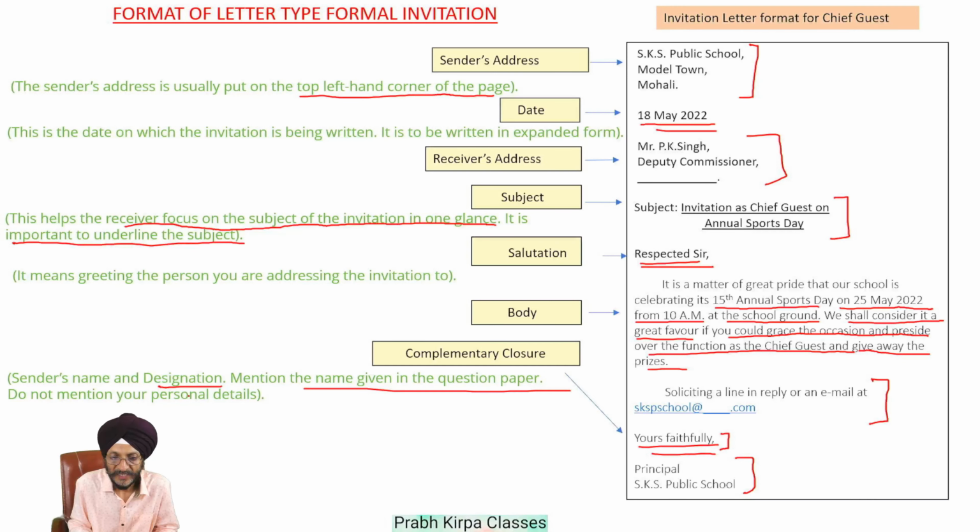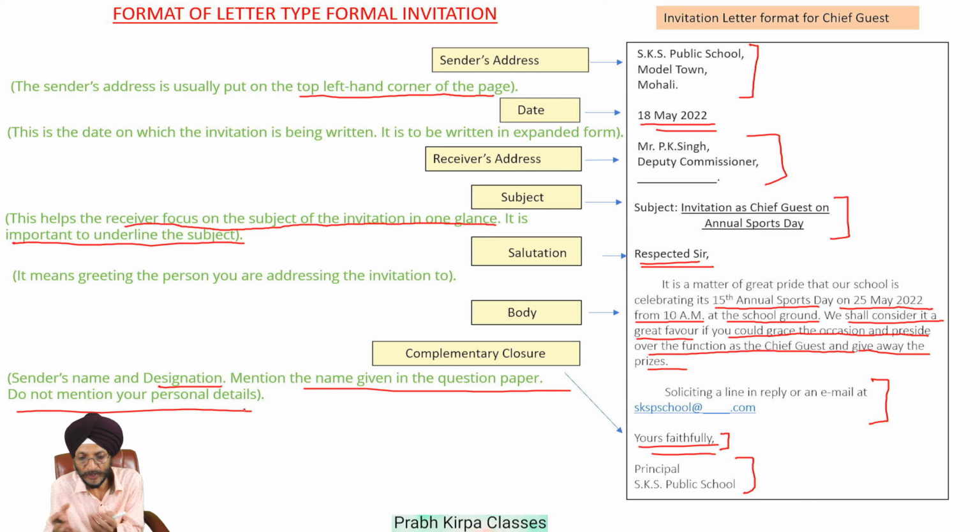Mention the name given in the question paper. If in the question paper it is written that the secretary of the school is inviting the chief guest, then you will write Secretary, SKS Public School. Do not mention your personal details. Here you are not to mention anywhere in this format your own personal details. You are to go by what is written in the question. If in the question paper it is written that you are the principal of DAV Public School, Model Town, Chandigarh, then the sender's address has to be changed accordingly.